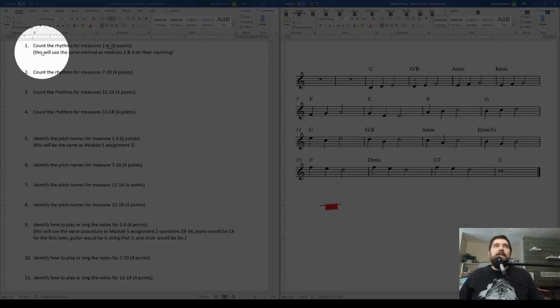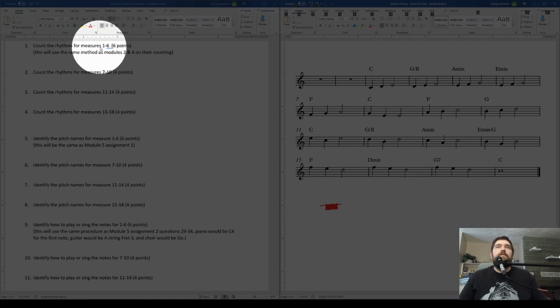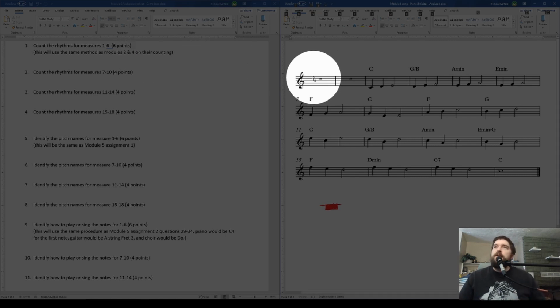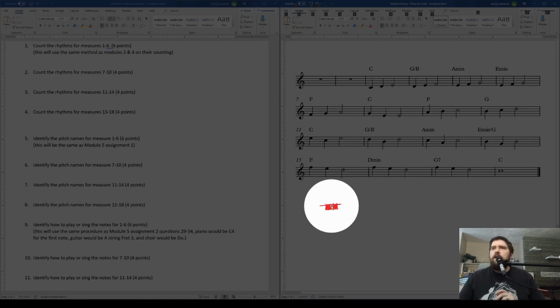Question 1 is asking to count the rhythms for measures 1 through 6, and it's worth 6 points. This will use the same method as modules 2 and 4 on their counting. So I'm going to take a look over here. This is measure 1, and I see in this measure a whole rest. Okay, and I have right here drawn another example of a whole rest.